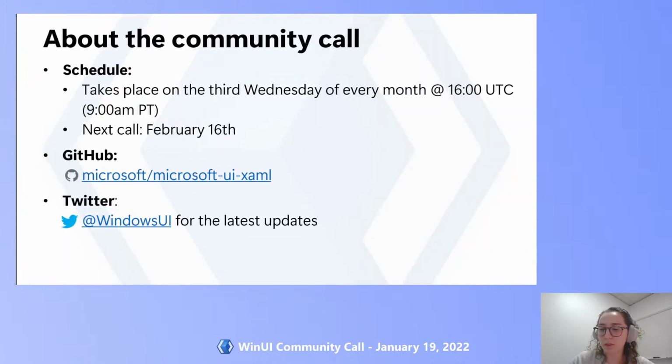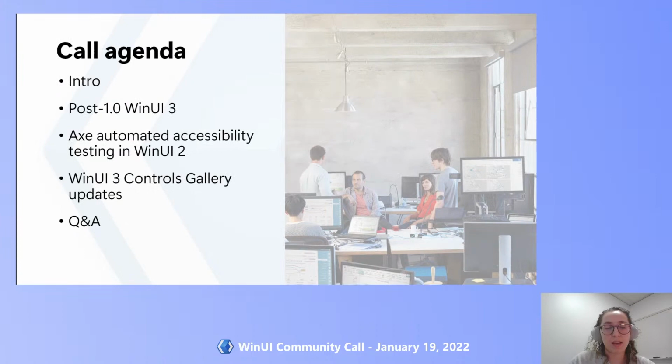So our call today, if you're new to the call, we'll give you a bit of an update about what WinUI is, and then we'll share what WinUI 3 and Windows App SDK will look like post Windows App SDK 1.0. We have a guest on today to chat about Axe automated accessibility testing in WinUI 2, and then we also have some updates in the WinUI 3 controls gallery that we'd like to share. And as always, we'll leave some open time for Q&A that we've gathered from our GitHub and that you're asking live here in the YouTube chat.